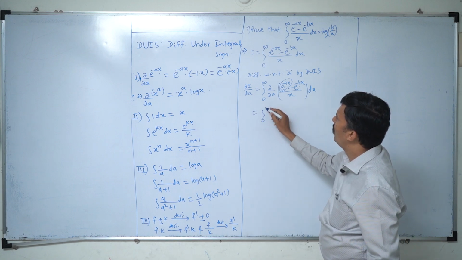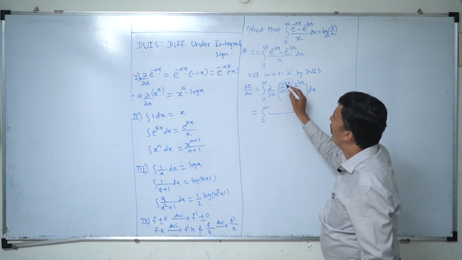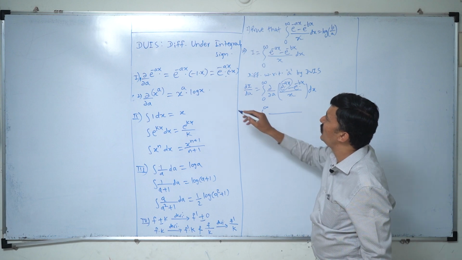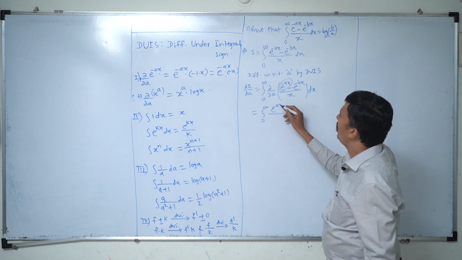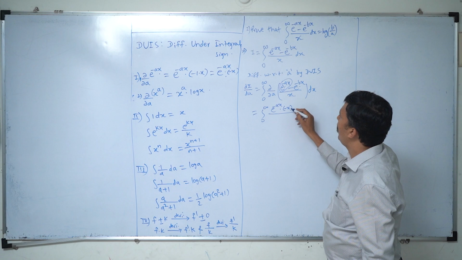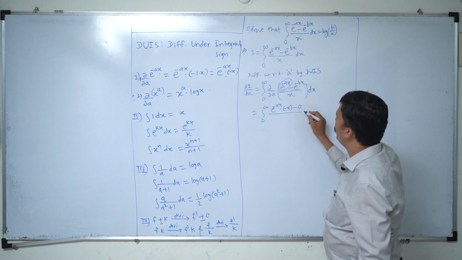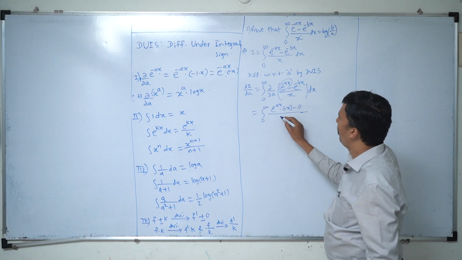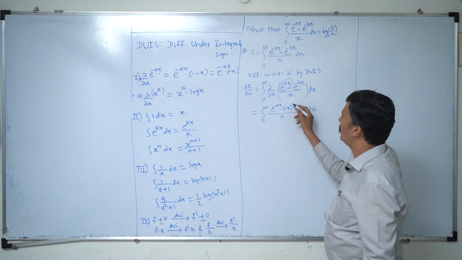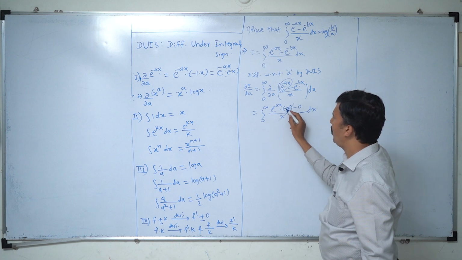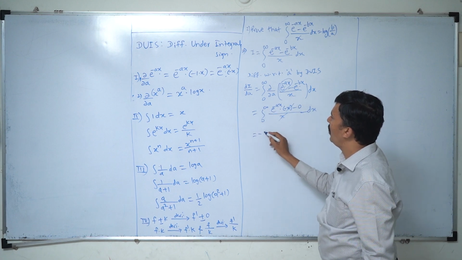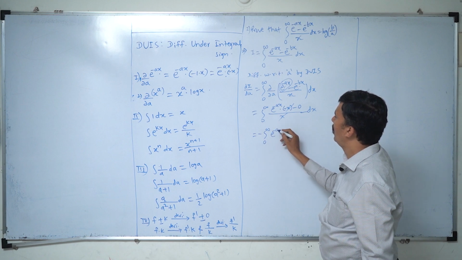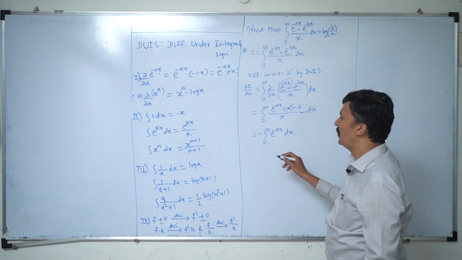So 0 to infinity. What is the derivative of e raised to minus ax with respect to a? e raised to minus ax into minus x. This term becomes 0 because there is no a, upon x dx. This x and this x get cancelled. The minus sign you can write outside the integral: e raised to minus ax dx.